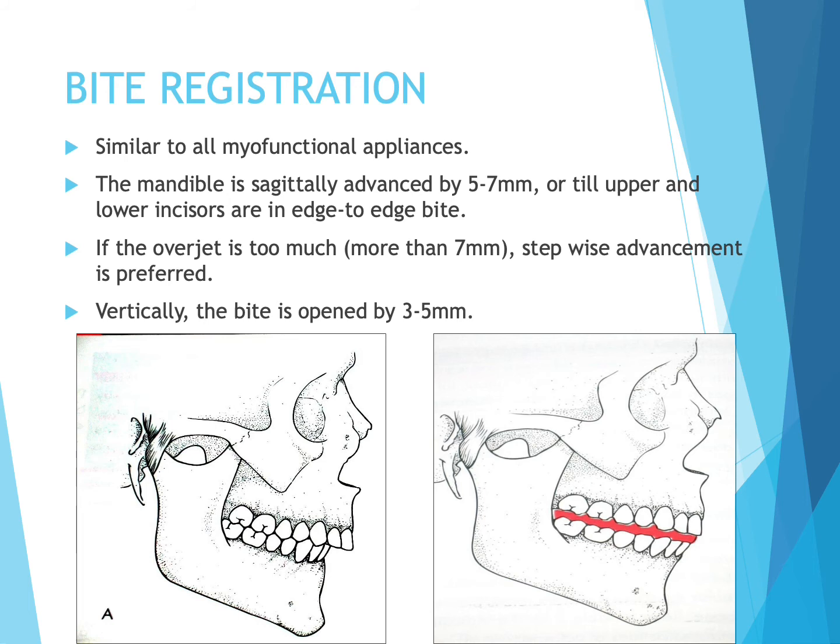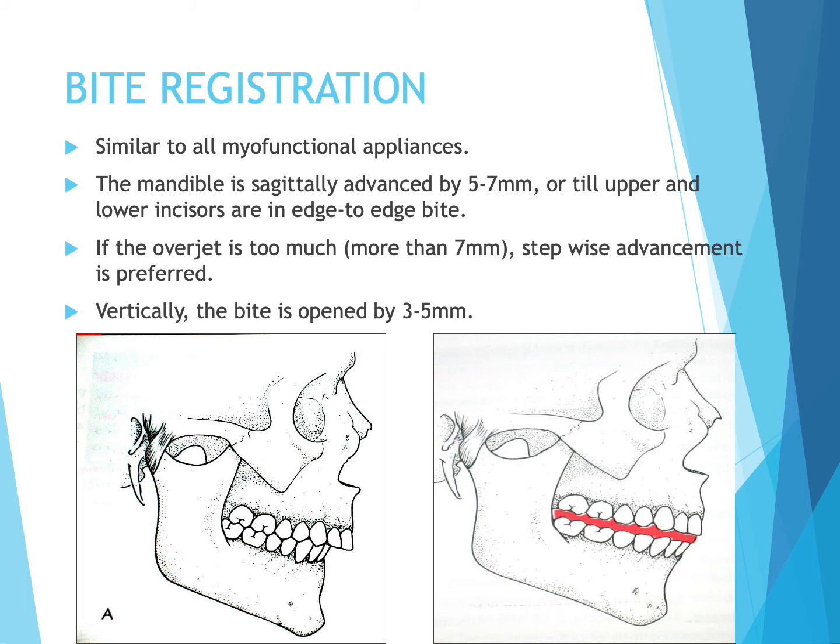Okay, some of you may wonder what stepwise advancement is. For example, in a patient with an overjet of 14 mm, the maximum the patient can protrude the mandible forward is around 7 mm only. So the first set of twin block is made with a bite registration of 7 mm. The patient will wear the twin block for about 3 to 4 months, and after that we will do stepwise advancement.